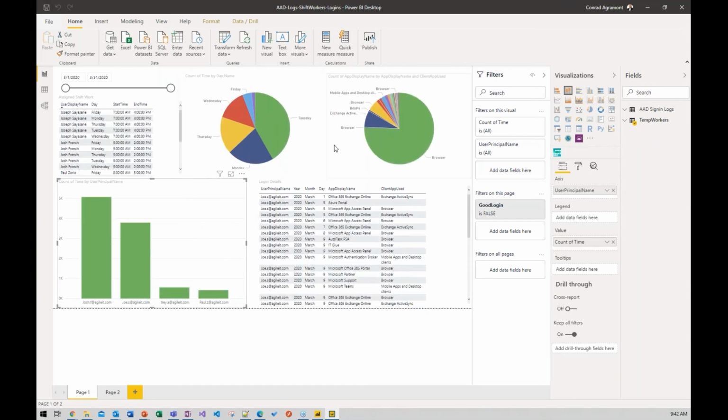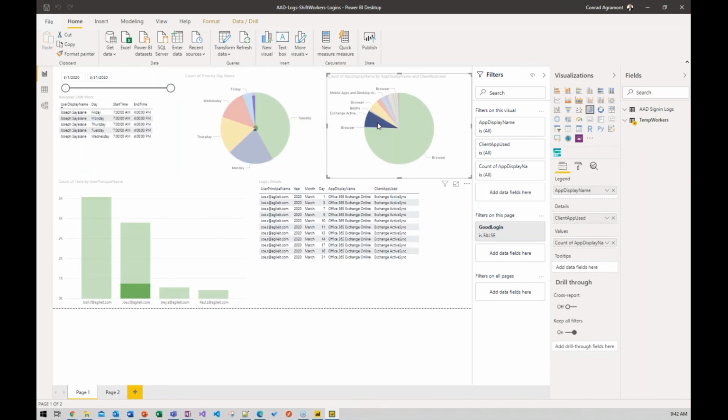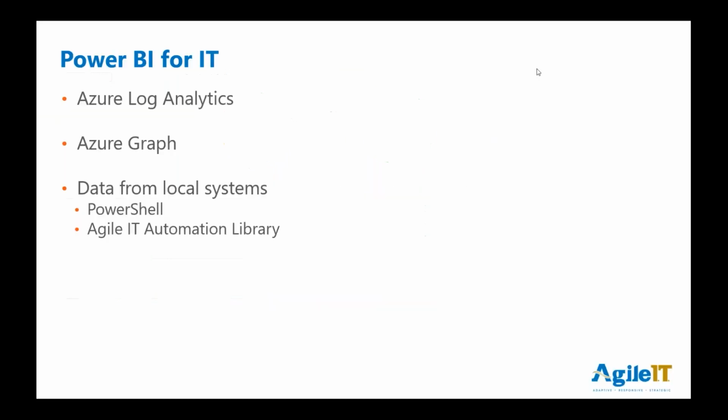And I can even see where they're coming in from, right? So this is doing it through Exchange ActiveSync. I can see this person is doing it because I selected them. So I'm able to get this. So this is just one example. This is something we're going to make available to other people to check out. But again, all this data comes from Log Analytics.